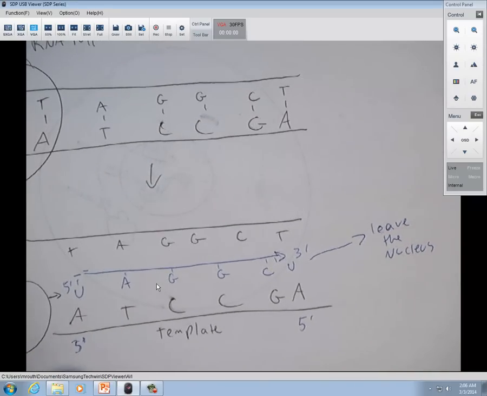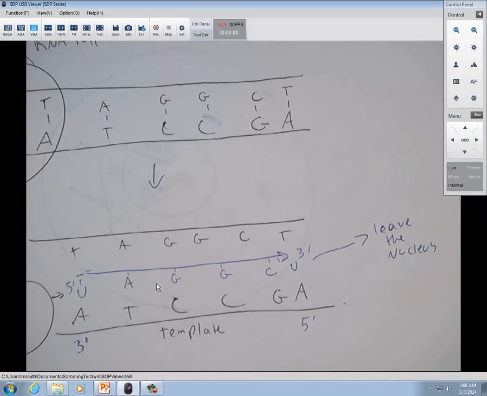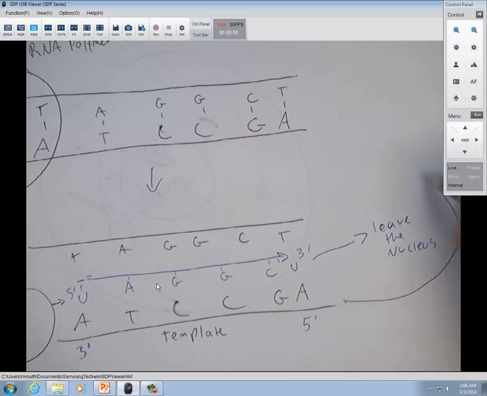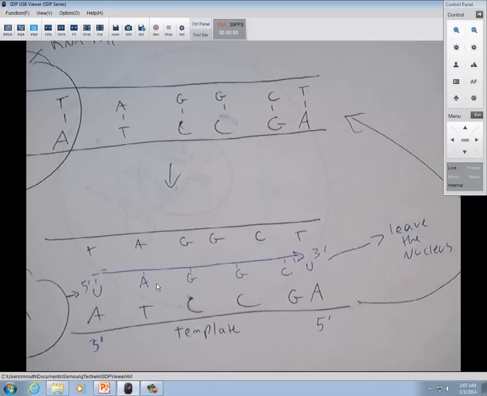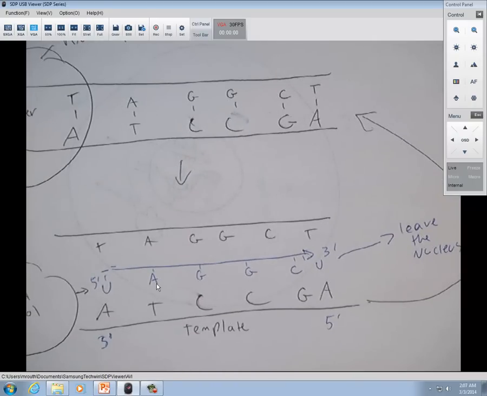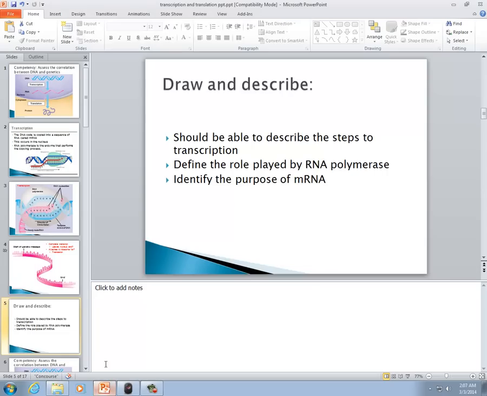And at this point, the DNA strands that have been separated in this transcription bubble can go back together and form our original double helix. And this takes us through transcription of DNA.